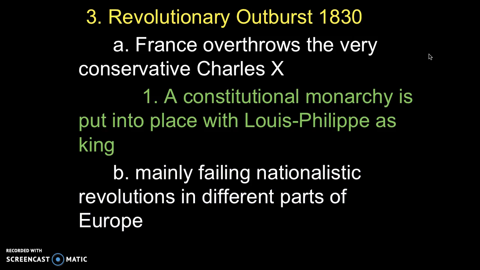Now, most of the other rebellions in 1830 fell. Belgium was successful and it gains its independence, but there was a rebellion in Poland and it fails, for instance. In 1830, the conservative order is just too strong.